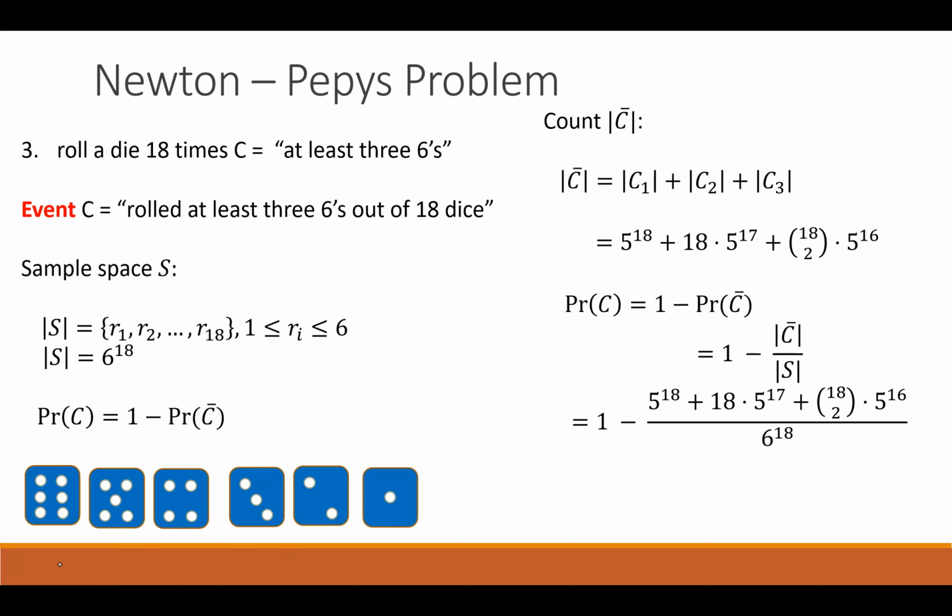So I get this nice big number that I can plug into my calculator or Wolfram Alpha. I get 0.5973.